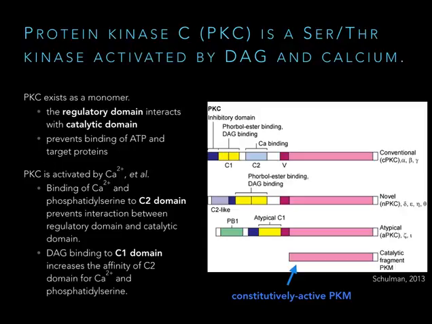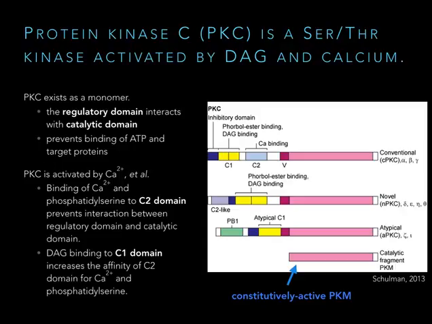Protein kinase C is going to be activated by calcium and diacylglycerol, as well as phosphatidylserine. But at the very least, you need calcium and diacylglycerol, which is what you get when a Gq G protein is activated. So phospholipase C cuts phosphatidylinositol bisphosphate and creates IP3 and diacylglycerol. Diacylglycerol will bind to the C1 domain to increase the affinity of the next C2 domain for binding to calcium.